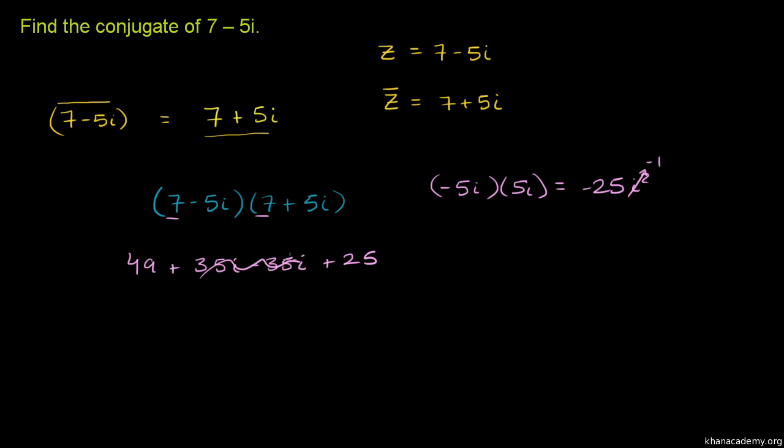And these two guys over here cancel out, and we're just left with 49 plus 25. See, 50 plus 25 is 75. So this is just 74. So we are just left with the real number 74.